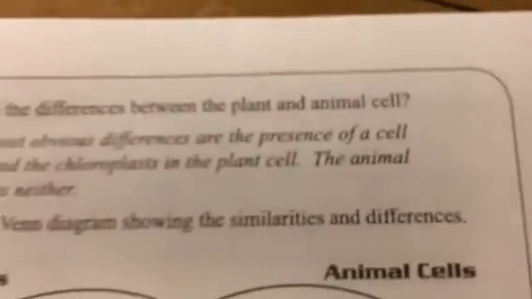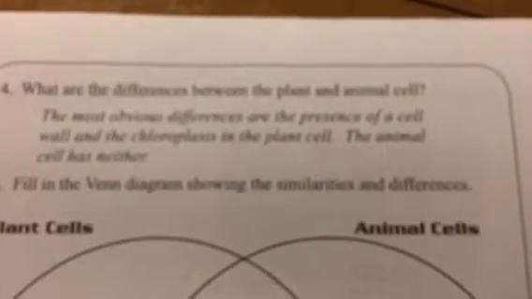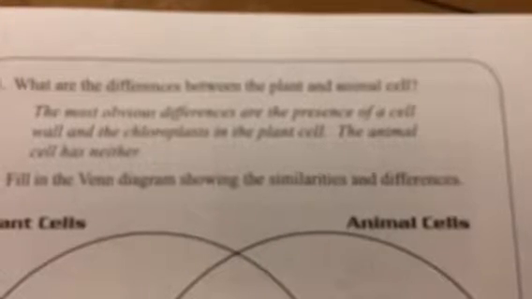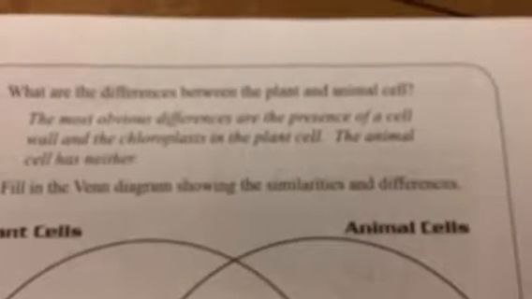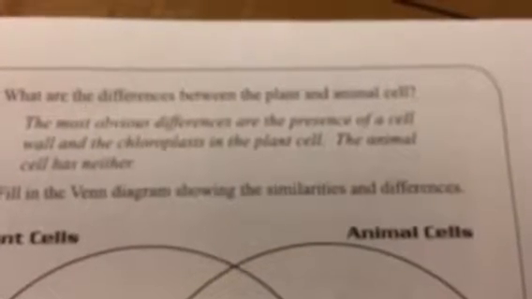What are the differences? We're moving on to page 33. The most obvious difference is the cell wall and the chloroplast within the cell wall of the plant cell. The animal cell doesn't need those. And then they have you do a Venn diagram.